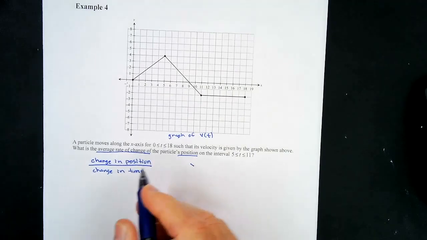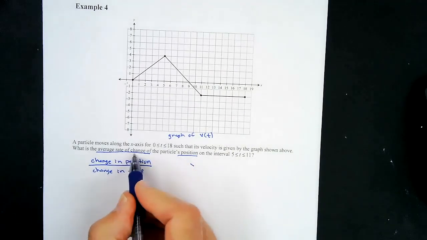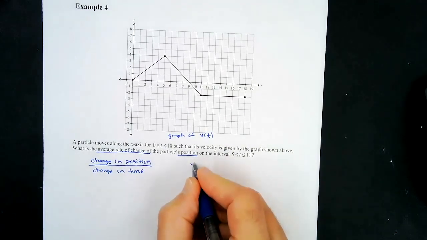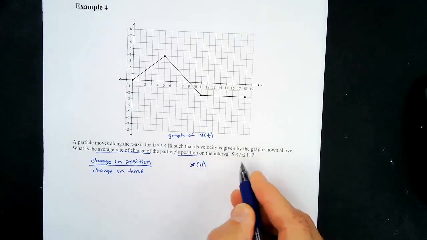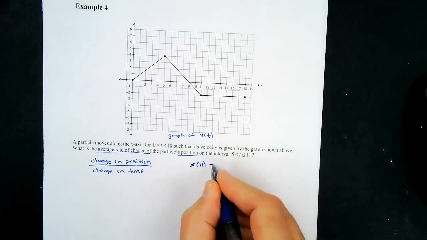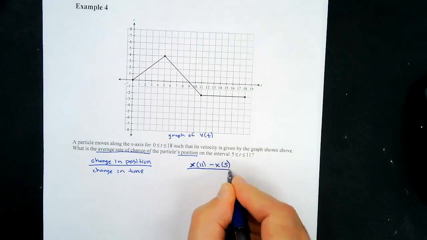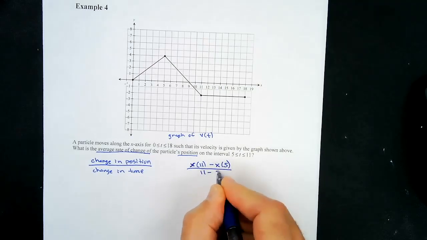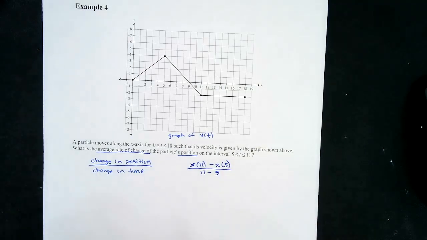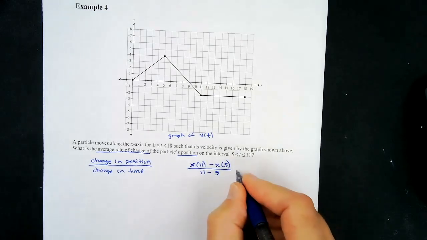All right. But what happens here is if we look at the average rate of change of position, that'd be x of 11, because we're doing it on this interval, minus the x position at 5, over 11 minus 5. Okay, so what is this equal to? What is this equal to? How can we find it? This is the connection that we need to make.